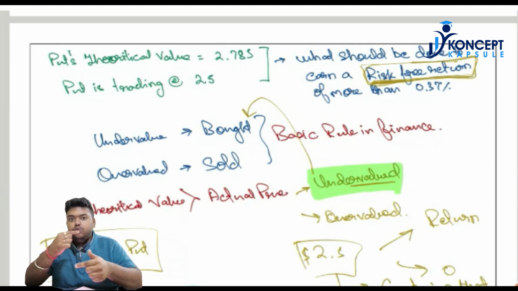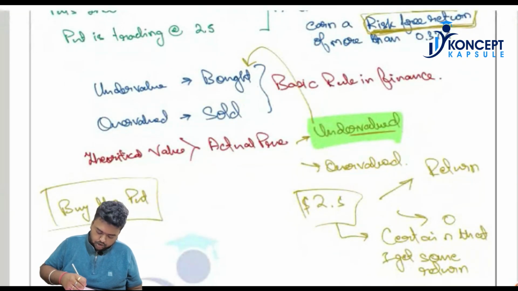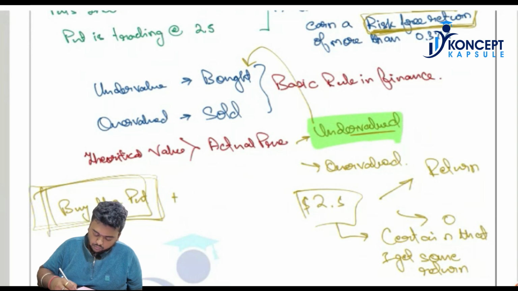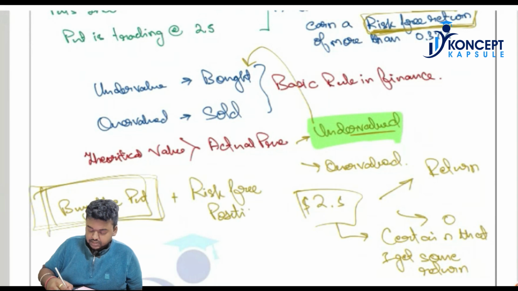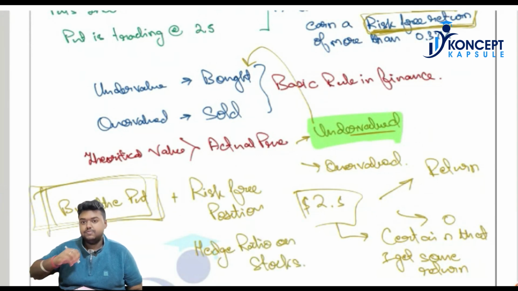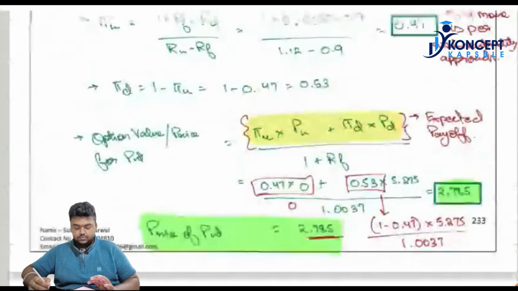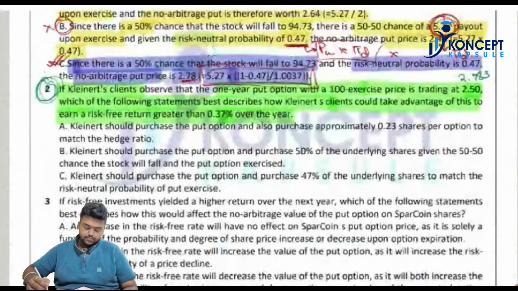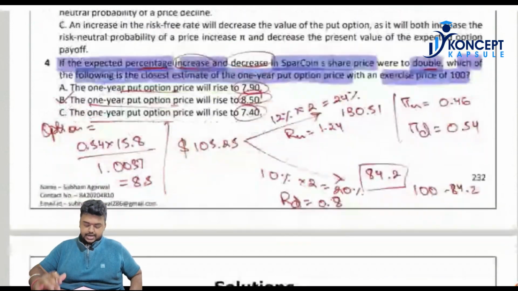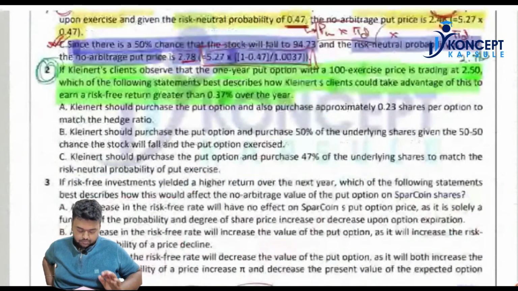Now you tell me, what we have to do in order to convert this position into a risk-free position. We have just now studied. We will use the hedge ratio. Correct? Hedge ratio on stocks. Guys, are we clear? We will use the hedge ratio.